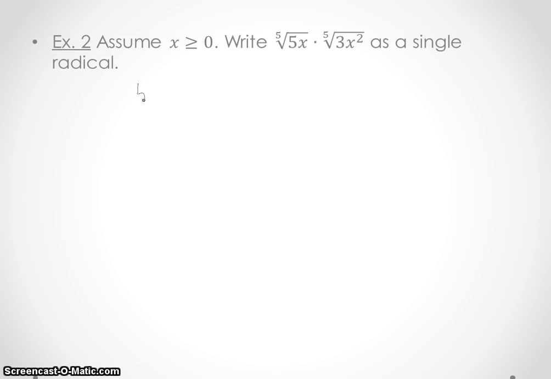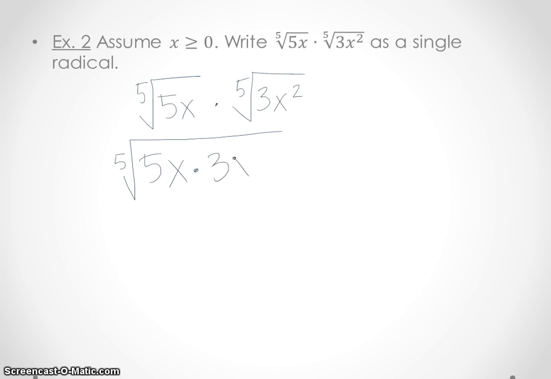So again, we're going to take this guy, and since they're both 5s here, you can't do it if this was a 5 and let's say this was a 4. They have to be the same. You can only take the 5th root of two things separately as long as they're the same as the 5th root together. Okay, so let's put them under one house here, one big radical. So then we have 5x times 3x squared.